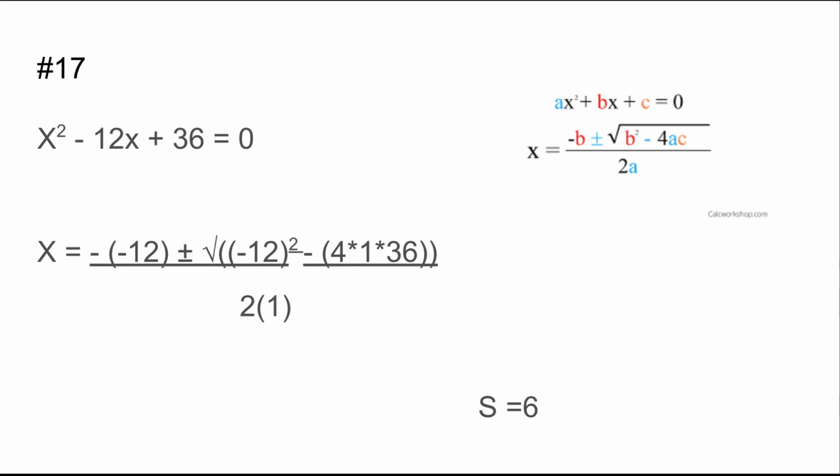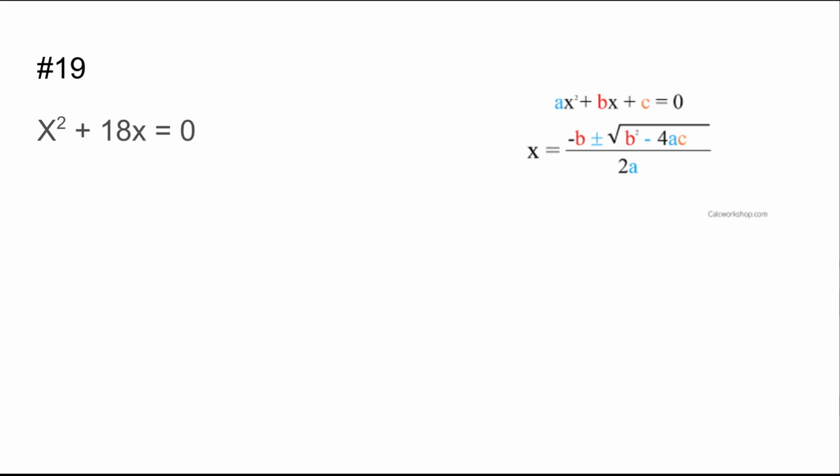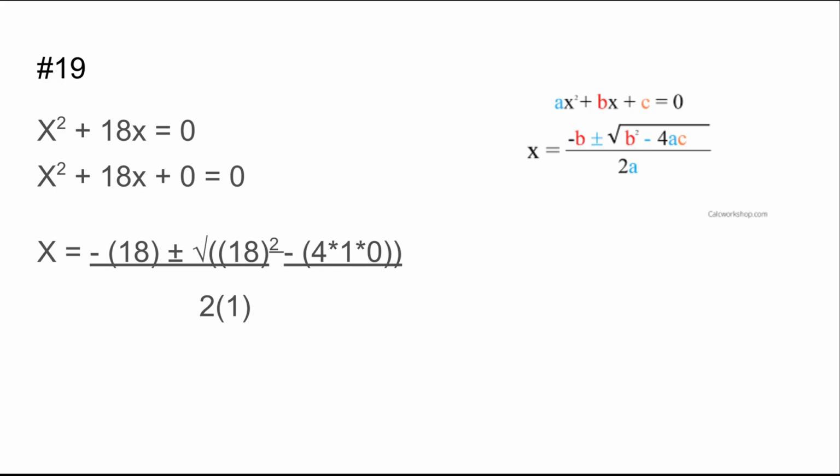So since this only has 6 as a solution, we're not going to write it twice, we'll just write it once. Number 19. Now, as you can see, this one is a little strange because it doesn't have a constant. Normally we have x squared plus 18x plus something it adds to. So what we're going to do is say plus 0. And now we have our c in our formula going to be 0. So let's plug this in.